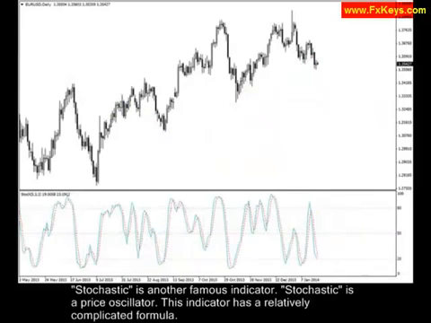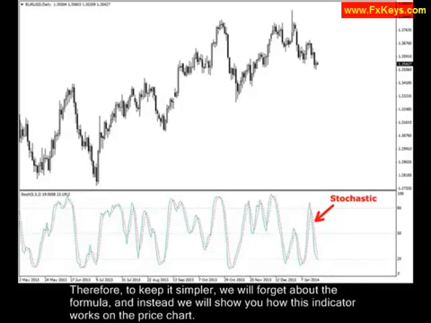Stochastic is another famous indicator. Stochastic is a price oscillator. This indicator has a relatively complicated formula. Therefore, to keep it simpler, we will forget about the formula, and instead we will show you how this indicator works on the price chart.